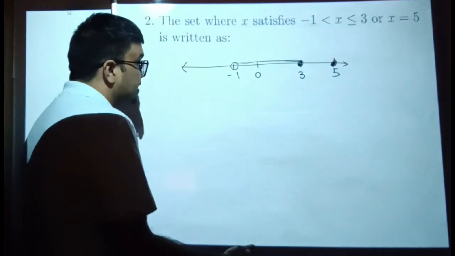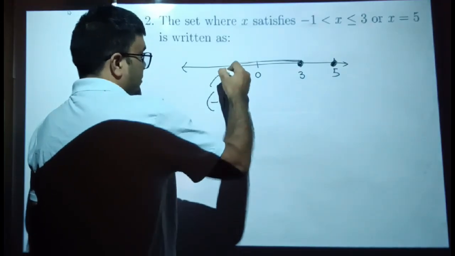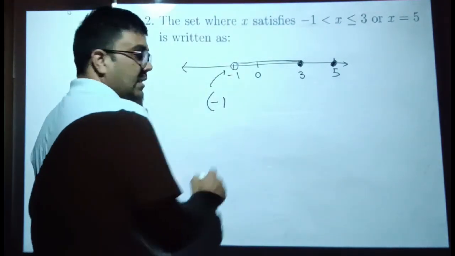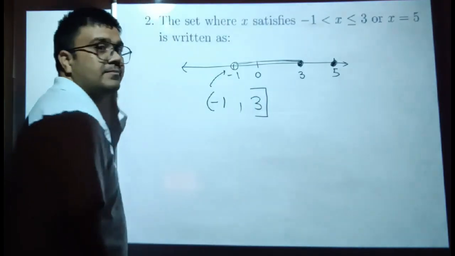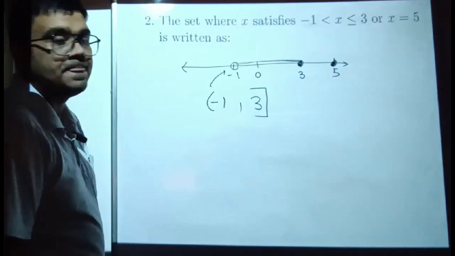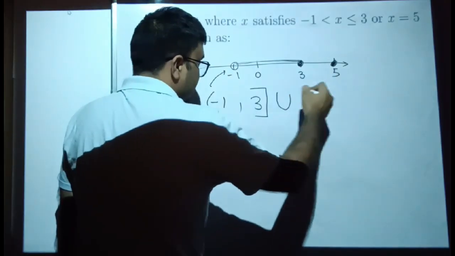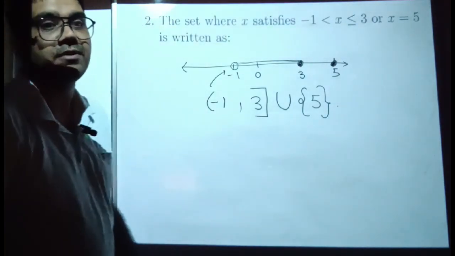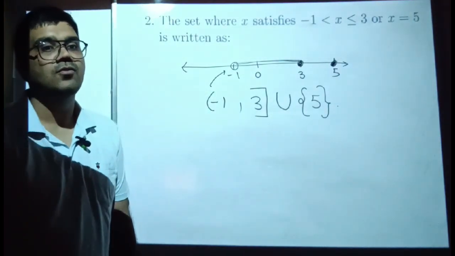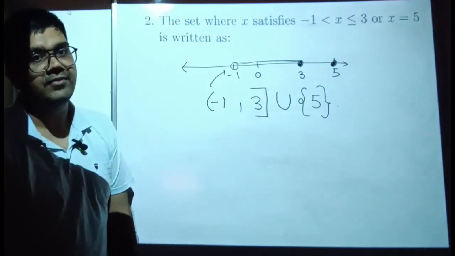But how can we write this in interval form? This interval we can write open at -1 comma 3 closed at 3. Then this point we have, it is 5. This is the single element 5, a single number 5 we are talking about over here. So this is how we can represent -1 is less than x is less than or equal to 3, or x is equal to 5.